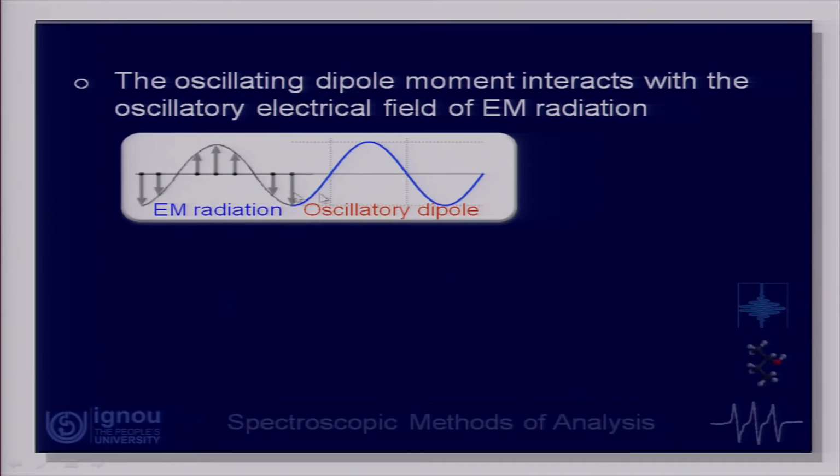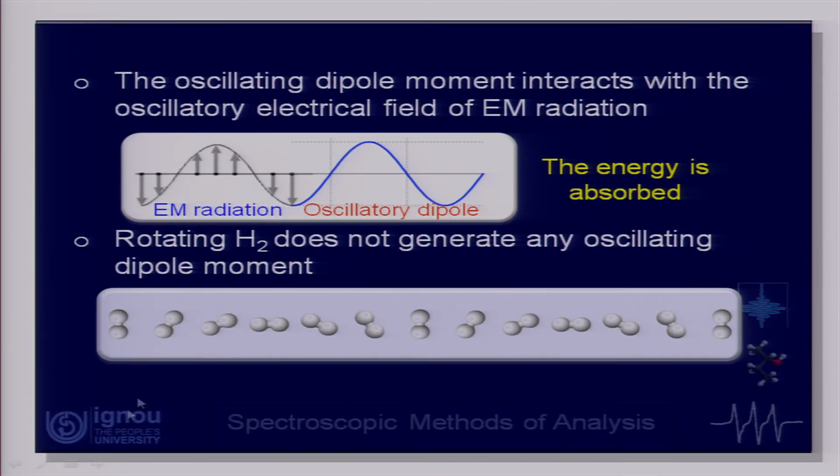That is very important. This is the EM radiation we are familiar with. I am just showing the electrical component of EM radiation, and this is the oscillatory dipole which I have been able to generate because of the rotation of the HCl molecule. Now, the two will interact. When the frequency of radiation and that of the oscillatory dipole moment match, then there is an absorption of radiation. That means the oscillatory dipole moment provides a mechanism for the interaction of radiation and matter. So, energy is absorbed.